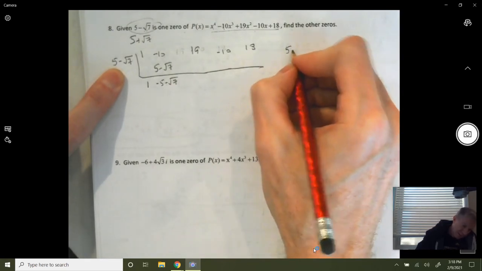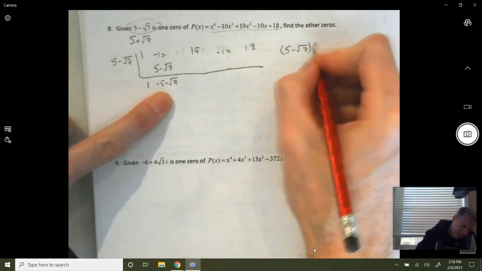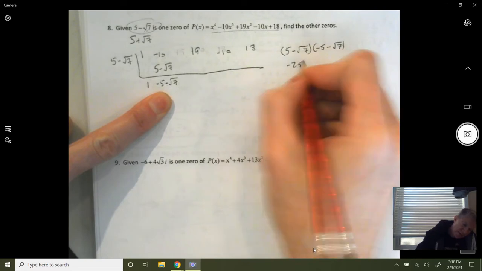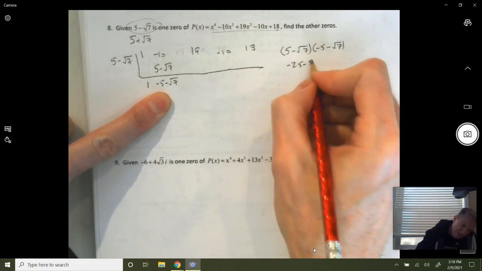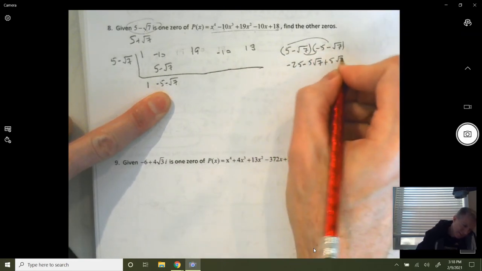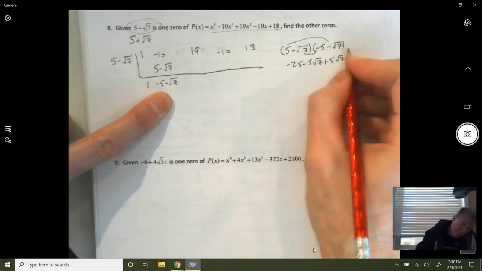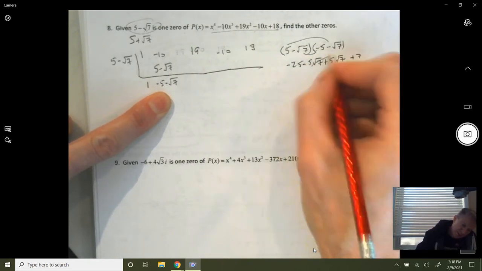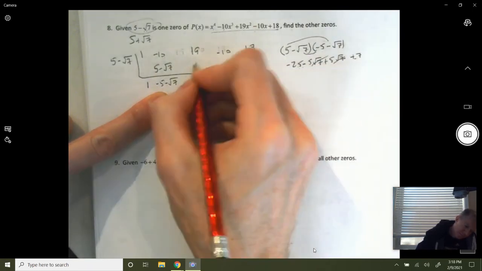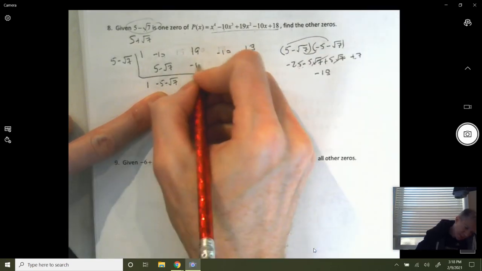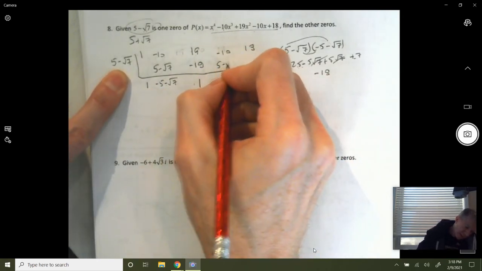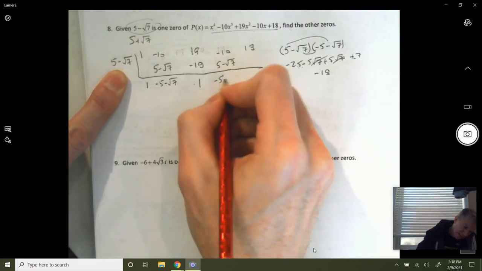5 minus rad 7 gets multiplied by negative 5 minus rad 7. So I get negative 25 minus 5 rad 7, that's the outers, plus 5 rad 7, and then plus 7. Those cancel, so I've got negative 18. Add those together. I get positive 1. 1 times 5 minus rad 7, add these together, I get negative 5 minus rad 7.